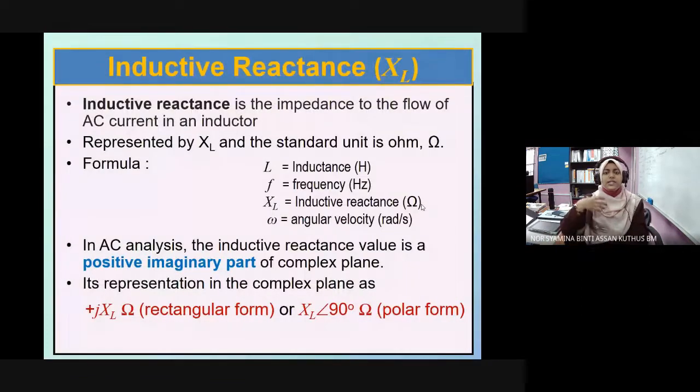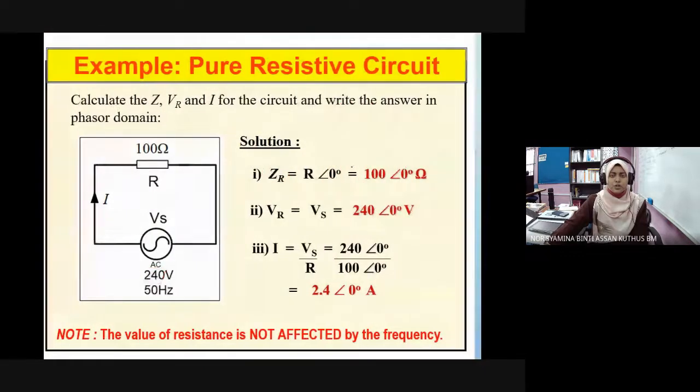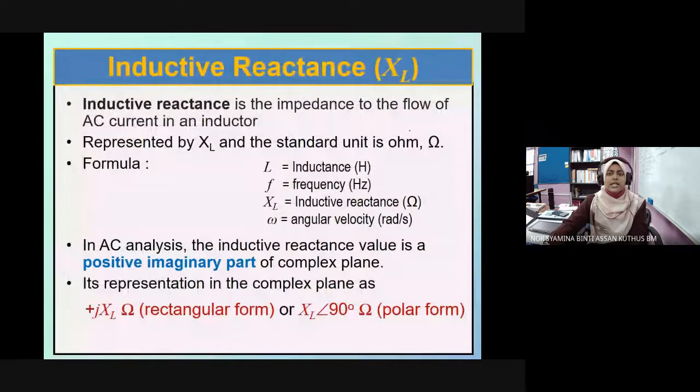Alright, so inductive reactance. Inductive reactance is the impedance to the flow of AC current in an inductor, so it is represented by XL. When we want to find the impedance of a resistor, we write it as ZR, right? So we want to find XL first to get the impedance of the inductor. Inductive reactance means the resistance of the inductor. We represent it by XL and its standard unit is ohm.